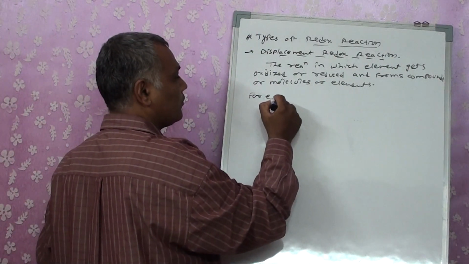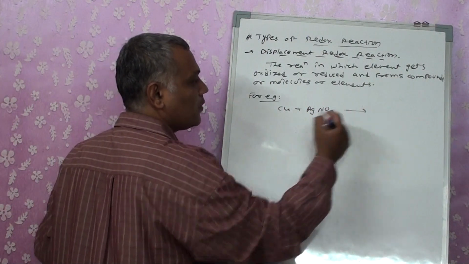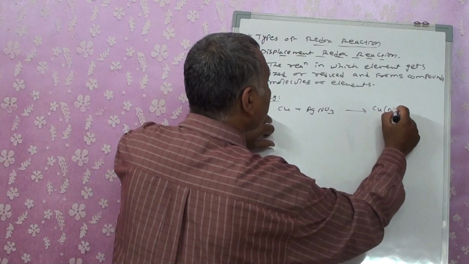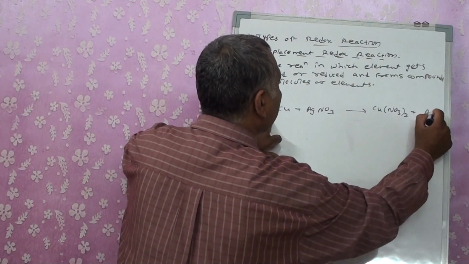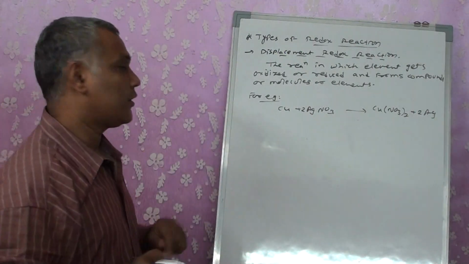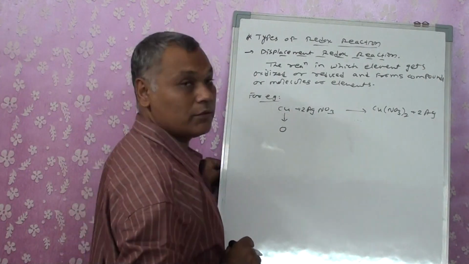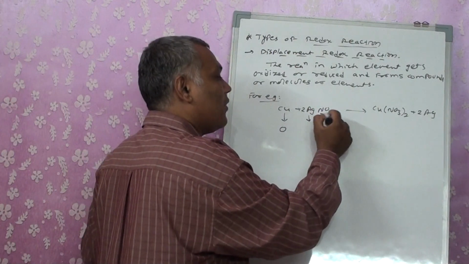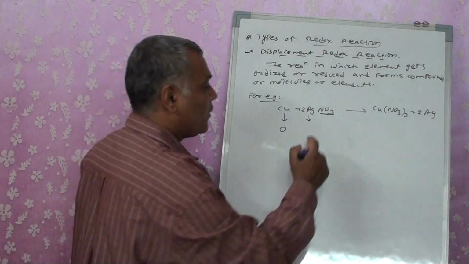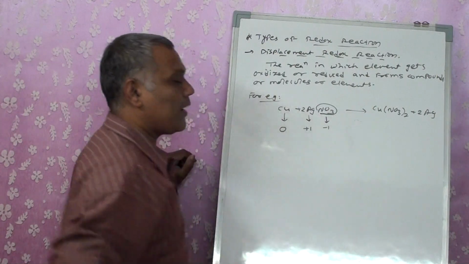For example, Cu reacts with AgNO3. While Cu is reacting with AgNO3, it gets converted into Cu(NO3)2 plus Ag. We will balance the reaction so that it becomes much easier for us to understand. Cu is an element, oxidation number 0. NO3 will be a complete -1. We know that Ag is +1 and NO3 is -1.